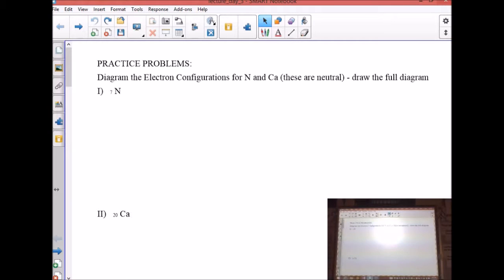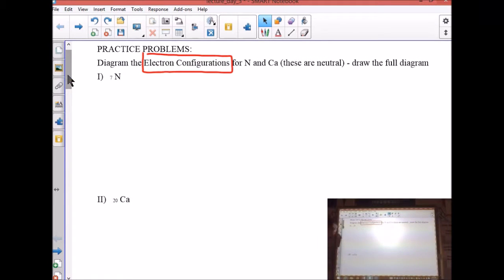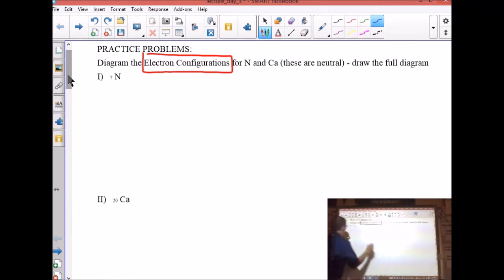First one says diagram the electron configuration. So electron configuration. And there's 3 different ways I'm going to show you. Unfortunately, they get easier as we go along. I know, I'm sorry. So here's how we start off something like this. You'll notice that I'm giving the symbol, but I'm also giving the proton number or the atomic number. Because these are neutral.